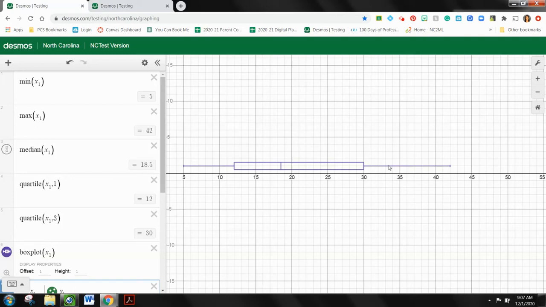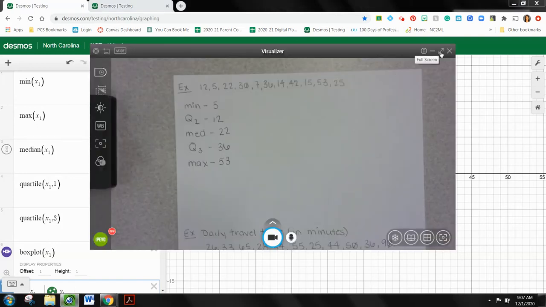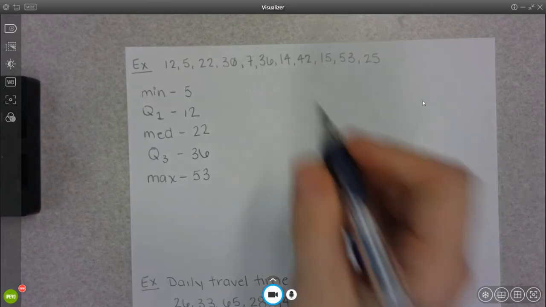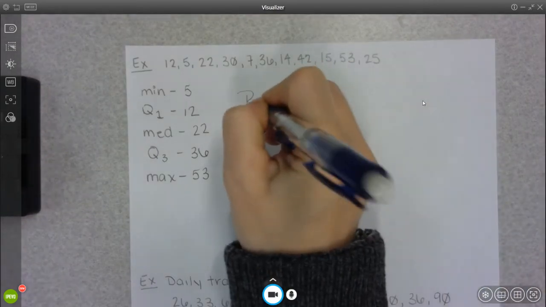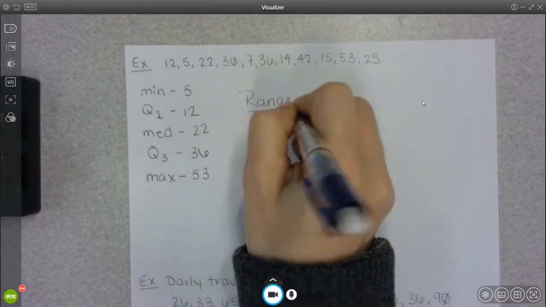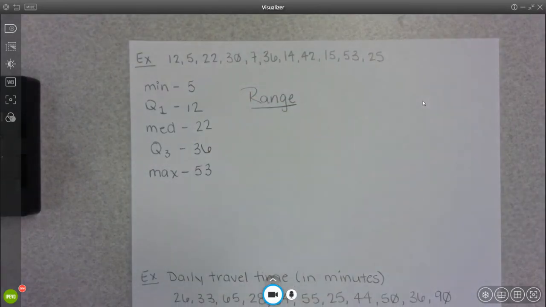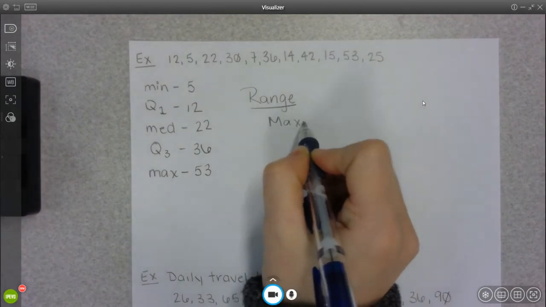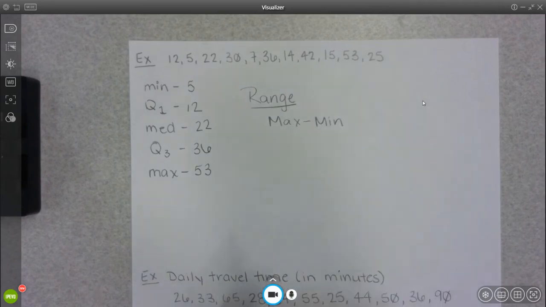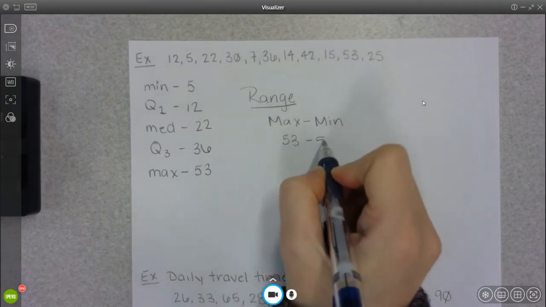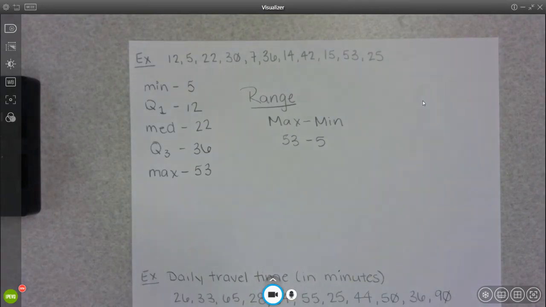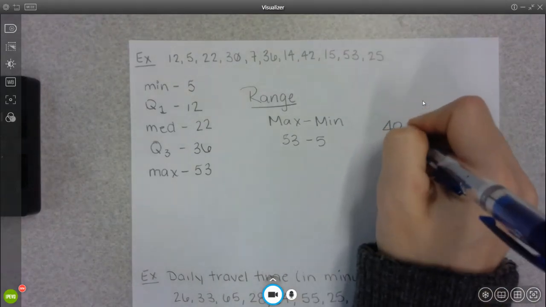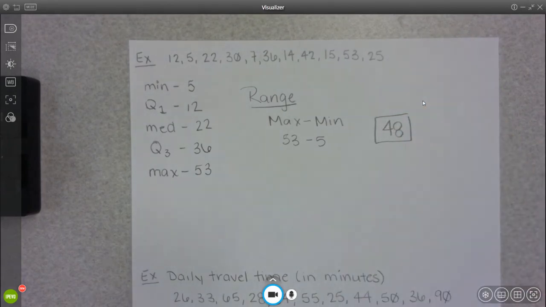Okay, so that's our first example. I'm going to come back to my screen here. Let's say that they asked you for the range, and I'm going to go back to my original data set. If they're asking me for the range, they want the maximum minus the minimum. Well, that would be 53 minus 5. So that would be a value of 48. That means that my data spreads over 48 units.